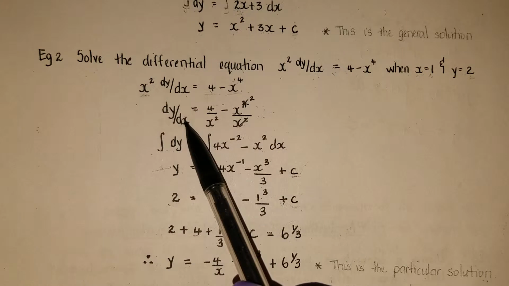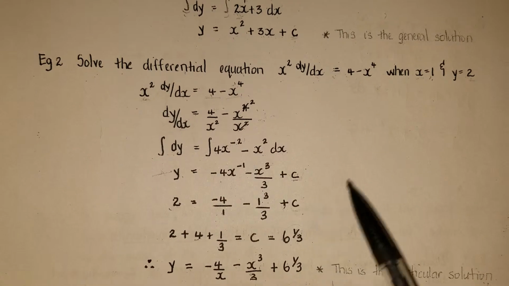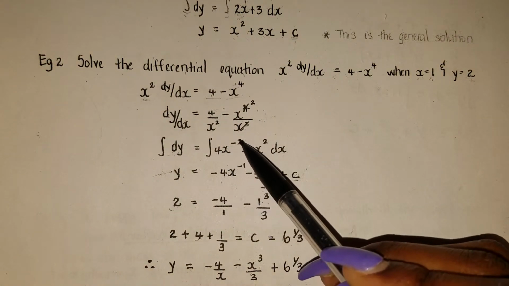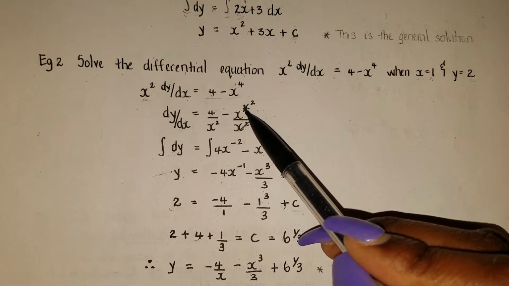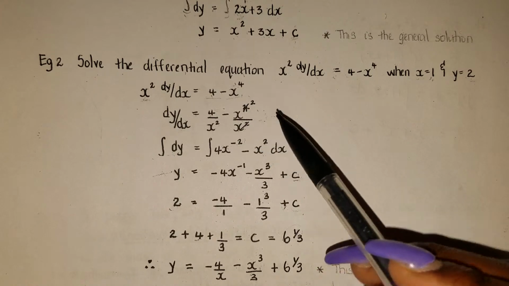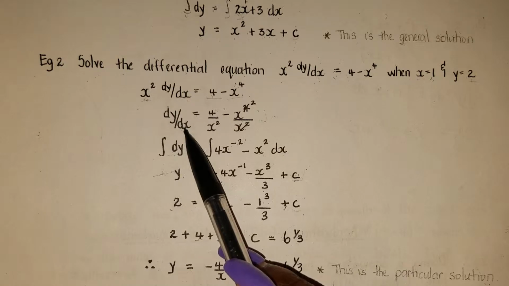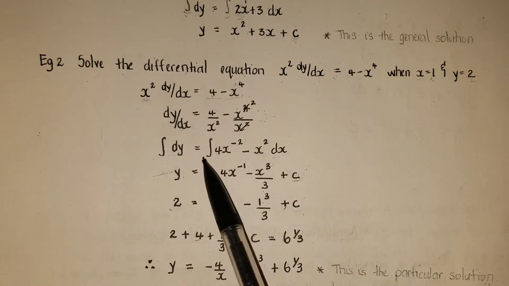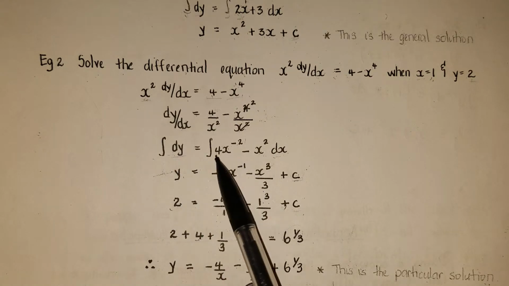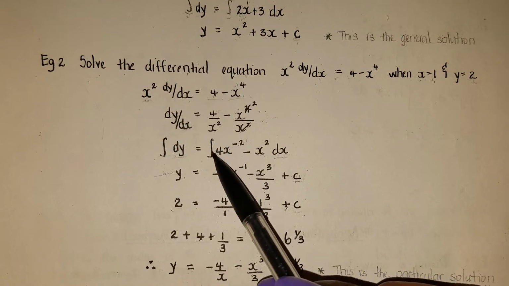This dx will also need to be brought to the right hand side. Now, when this is simplified, 4 over x squared is the same as 4x raised to the negative 2, and x to the 4 over x squared, when we divide, we subtract the powers, giving us x squared. Here is where I brought over the dx to the right hand side. So now our variables have been separated. We have the y on one side and the x's on the opposite side. So now we can integrate both sides.